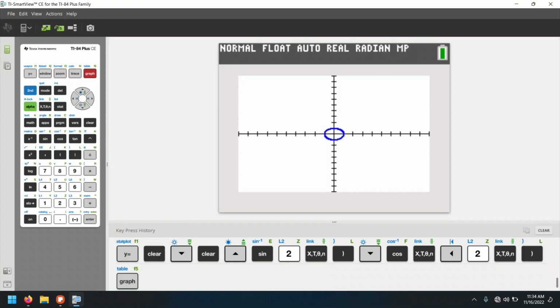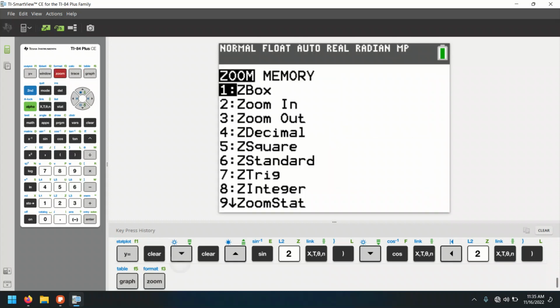About the oval thing, that's a good observation. Because of the aspect ratio of the graphing calculator, which is not 1-to-1, this circle is going to look like an oval or an ellipse. It's still a circle. However, let me zoom in so you can see what's really going on.